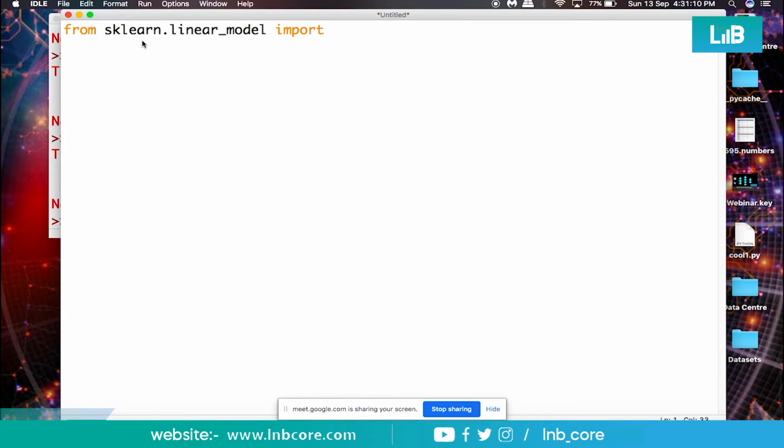That is, import LinearRegression. Okay, so let me make an object, suppose lr is equal to LinearRegression. Okay, and let me have features.